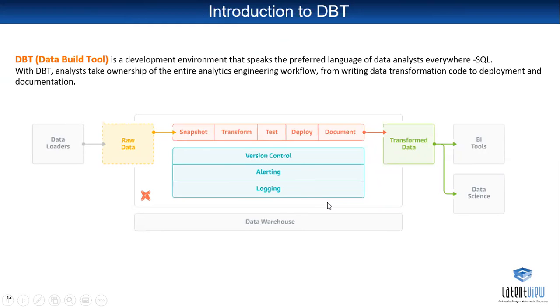So this is the DBT architecture. You load your raw data, and then when DBT comes into the picture, you can have a snapshot of your raw data. You can have transformed data. Then you can have your tests scheduled. You can have your deployment, documentation of all the data that is available, version control of your deployments, logging, alerting, and everything, and then the transformed data. So this is the introduction about DBT.